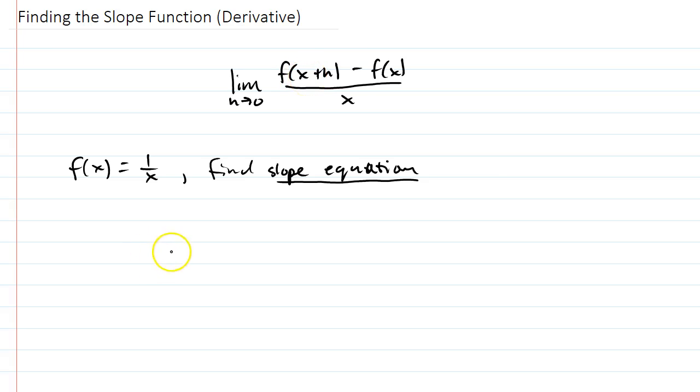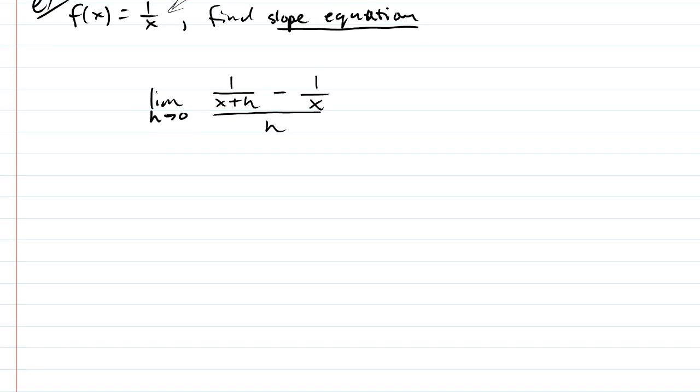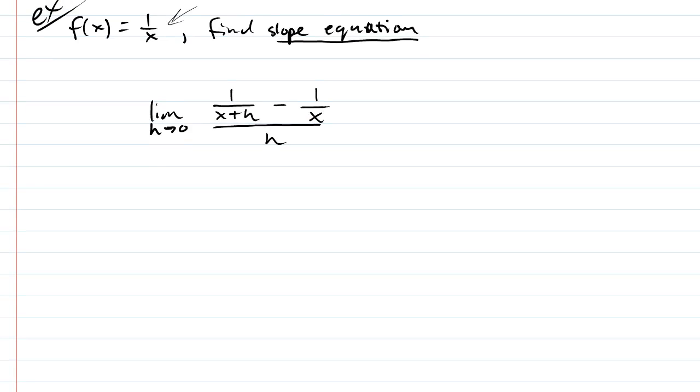So let's do this here. For this example, we're still doing the derivative formula, but we're just not going to commit to any one x value. We're just going to leave x in there. And so if I plug x plus h into my function, I'm going to get 1 over x plus h minus, if I put x in, it's just going to be 1 over x, all over h. Now I want to simplify this down, and I want to take the limit so that all I'm left over is x.